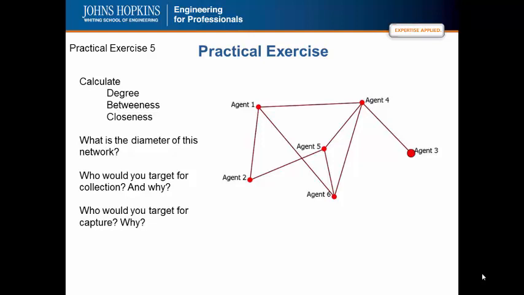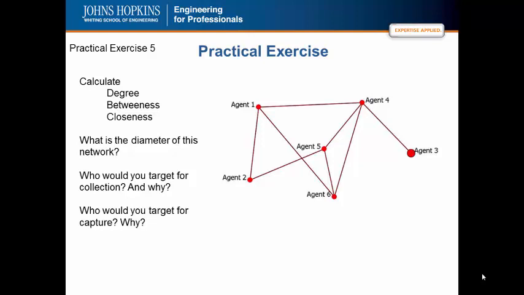If you review the work you have done to calculate degree, betweenness, and closeness, you should be able to determine the diameter of the network. I would then like you to take a moment and think about who you would focus on for additional collection about information on this group and why. There is no right answer, but it is an exercise to think about what the centrality measures mean and what they're telling you. If you were in an application focused on terrorism, who would you target for capture and interrogation, and why? Would this be different than the person you would target for information collection, as discussed previously?